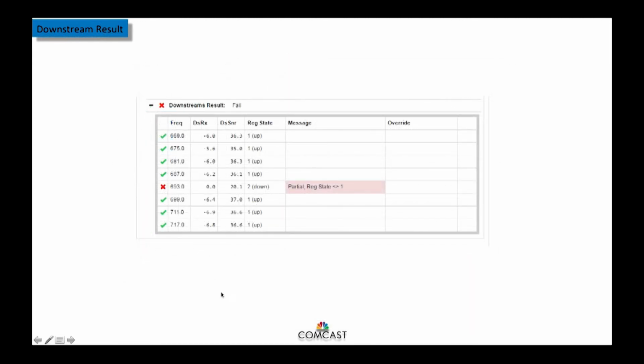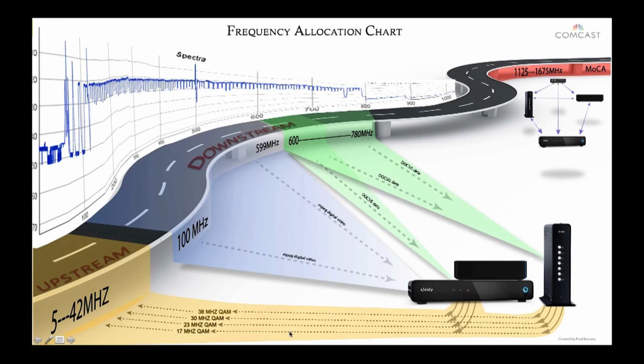But the downstream, it's pretty simple. It's really important though to know what you're looking at, and we explained that earlier with the frequency allocation chart. When you look here, these devices are not looking at as much of the data spectrum. These are your channels. These are your downstream MPEG channels. These are your TV channels. So the XB3 modem, it looks at all the data channels.